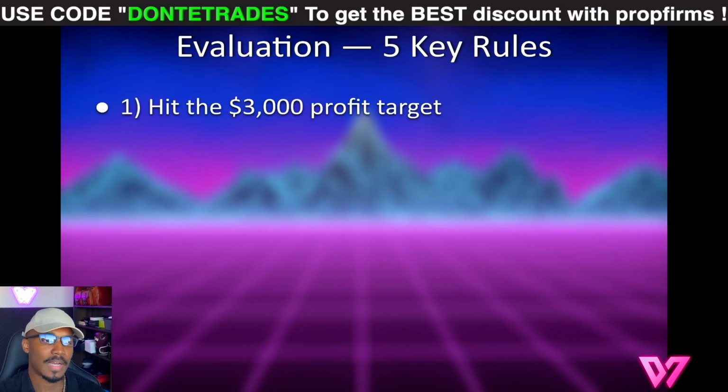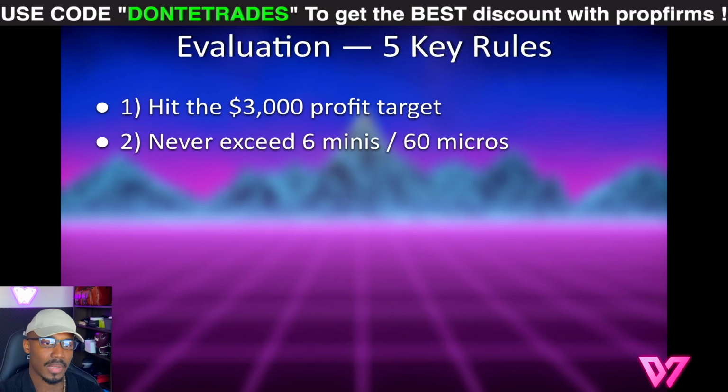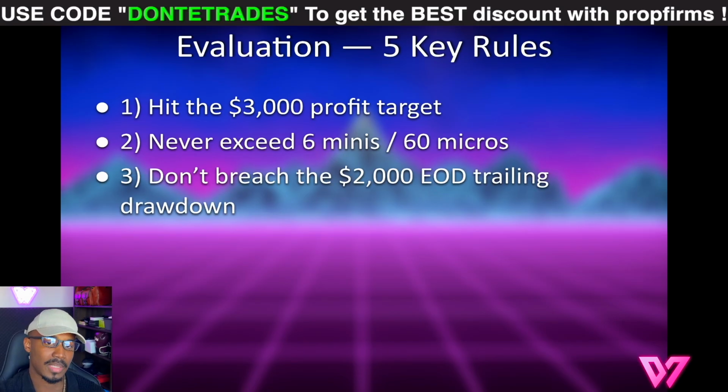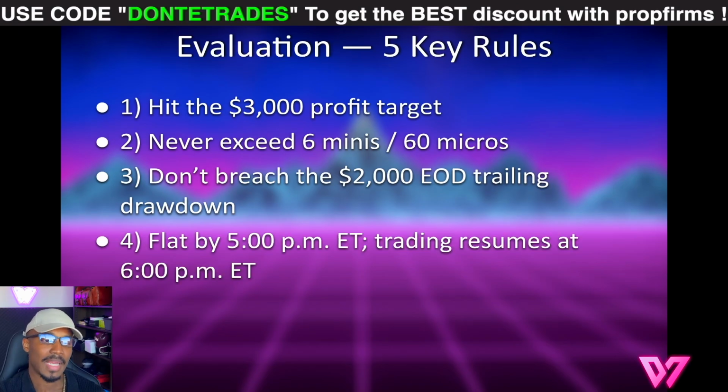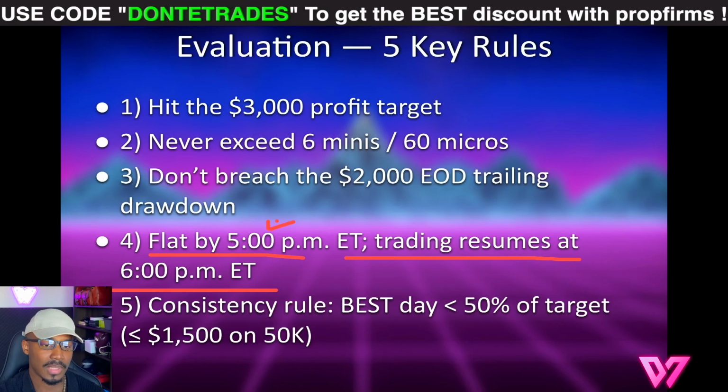So, evaluation, 5 key rules. You want to hit the $3,000 profit target. You never want to exceed 6 minis or 60 micros. You don't want to breach the $2,000 end of day trailing drawdown, so that's really obvious. And one thing a lot of people may not know is that you must be flat by 5 p.m. You can't hold your positions overnight. If you don't have your positions closed, it's going to liquidate your trades. So at the end of the trading day is when you need to have your positions closed.